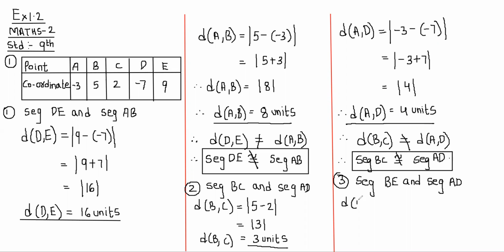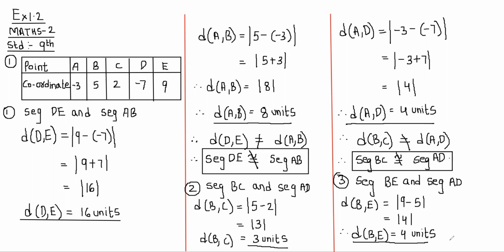So distance of BE is absolute value of 9 minus 5, which is equal to absolute value of 4. Therefore, distance of BE is equal to 4 units. Now, let us find the distance of AD.